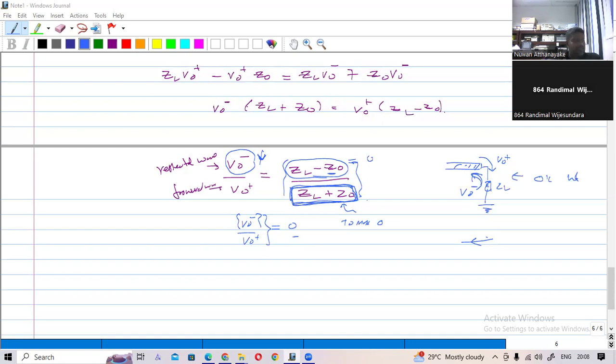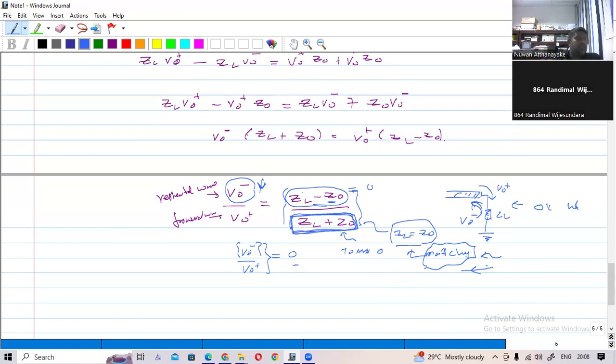What you have to do is make ZL equal to Z naught. This we call matching. We will learn this later. This is a very important thing, but we are not going to learn it this time. So to reduce this reflection, we have to make this impedance equal: load impedance and characteristic impedance. That is what we call matching.